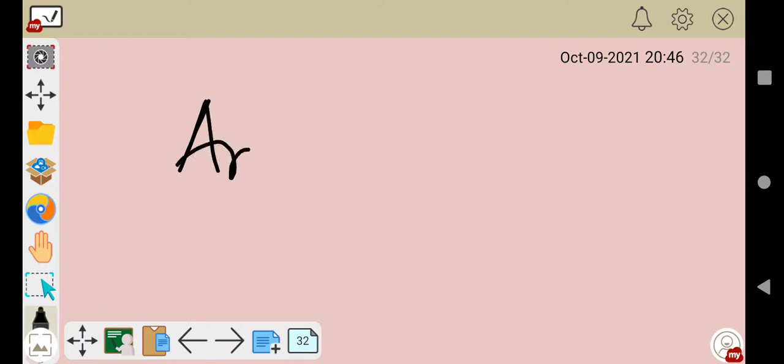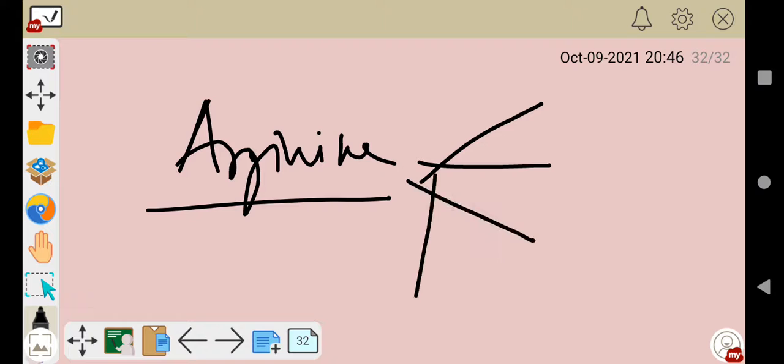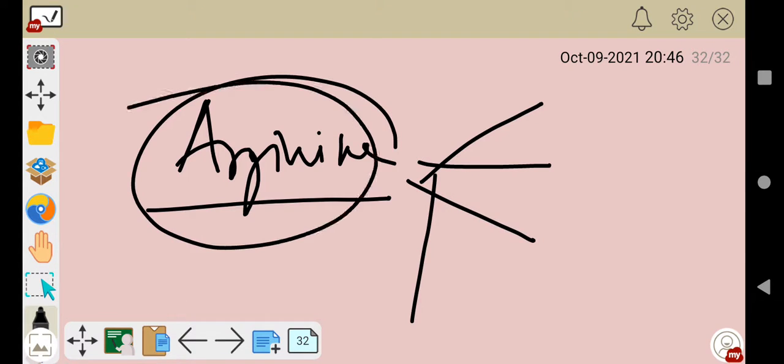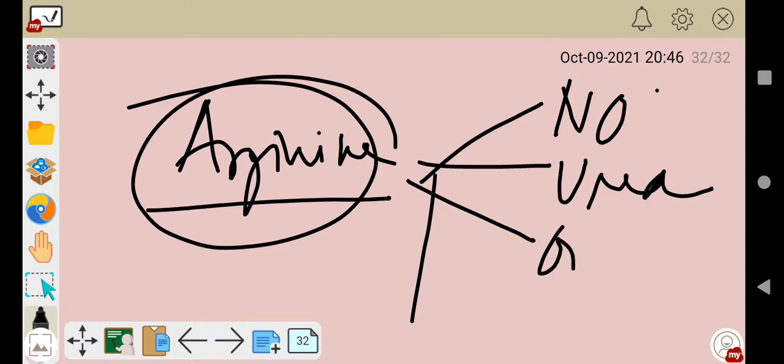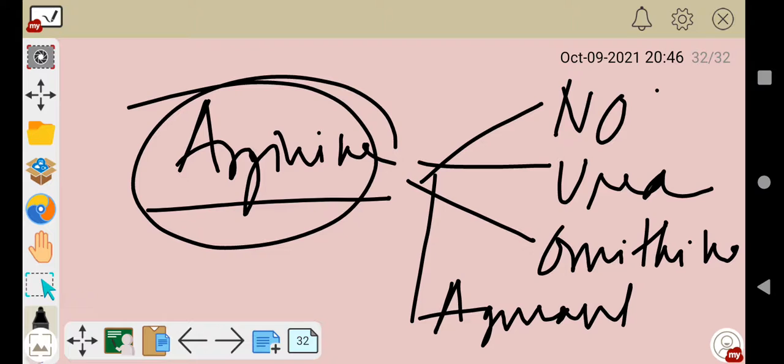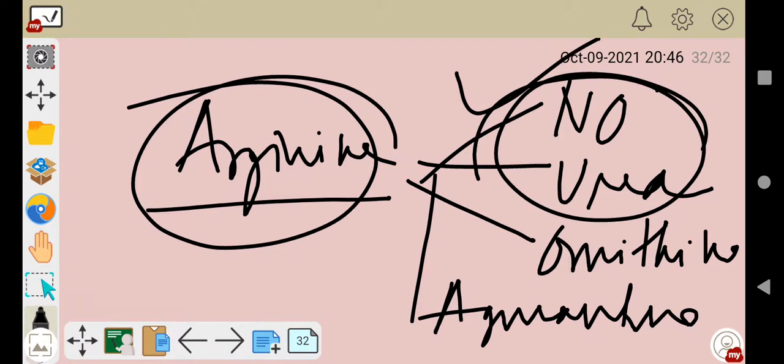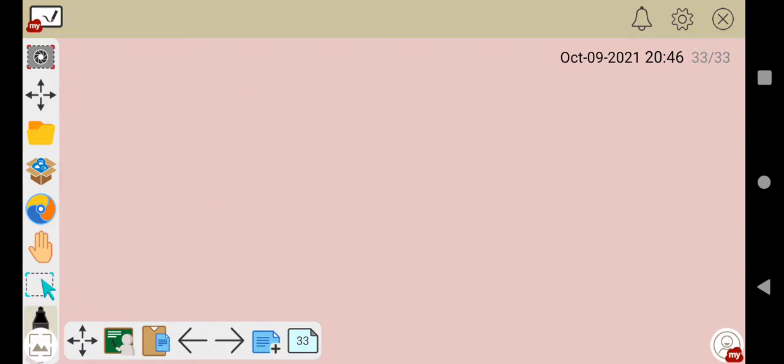Another is arginine. Arginine, guys, is very important. 3 times it has been asked. So what are the compounds that are derived from arginine? This has been asked. One is nitric oxide, right? Next, urea. Next, ornithine. Next, agmatine. You can forget everything. Don't forget these two. This and this have been asked. Chalo.